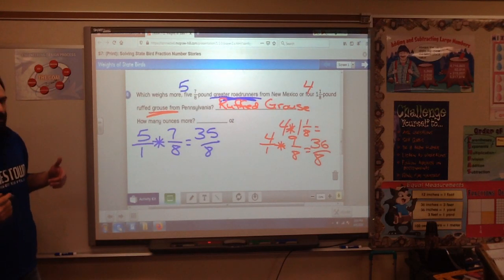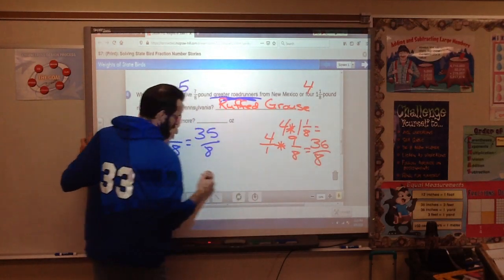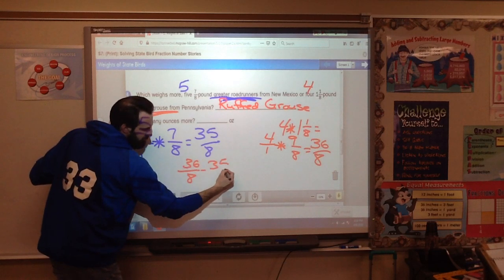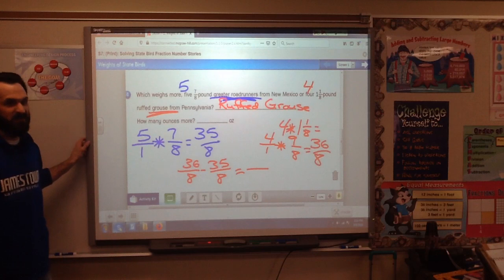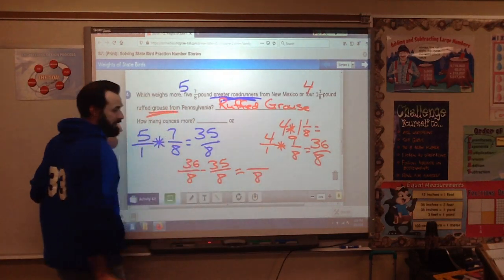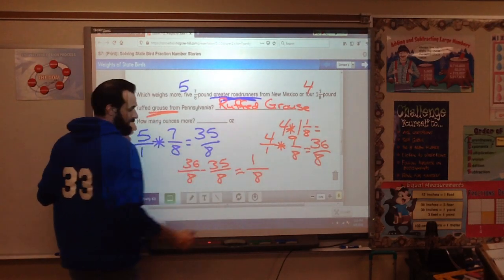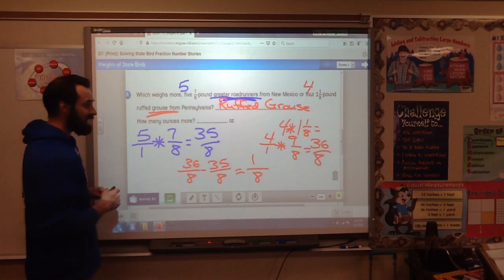Well, if we wanted to do that step, we need to take 36/8 minus 35/8. Go ahead and do that quick. It should be fast. Denominator is going to stay an 8. 36 minus 35 is 1/8. It's 1/8 of a pound more. That's not ounces.